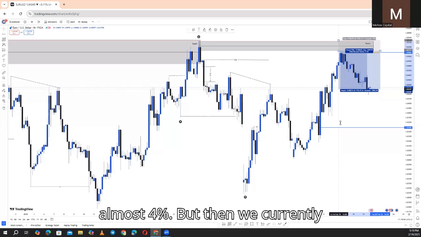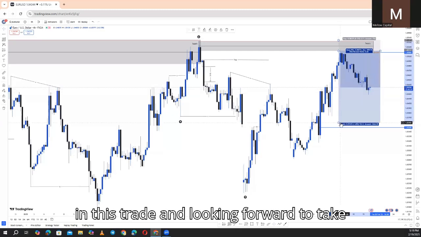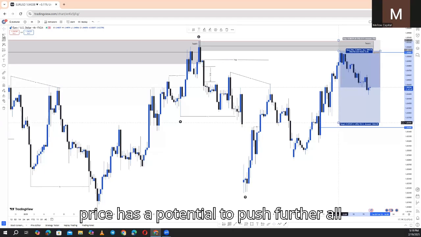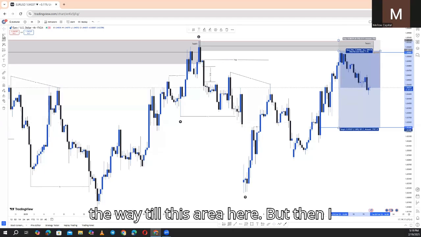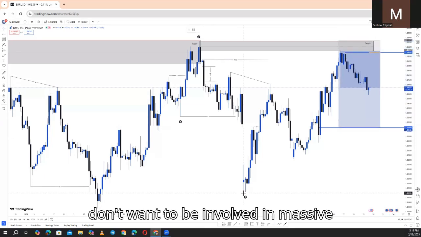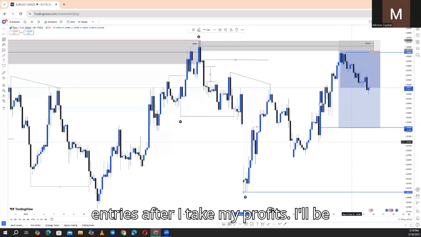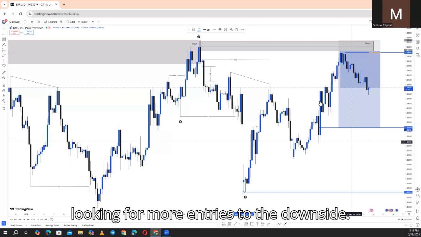But then we're currently in this trade and looking forward to take our maximum profits here. We know that price has a potential to push further all the way till this area here, but I don't want to be involved in massive pullbacks. I will be looking for more entries after I take my profits, more entries to the downside.